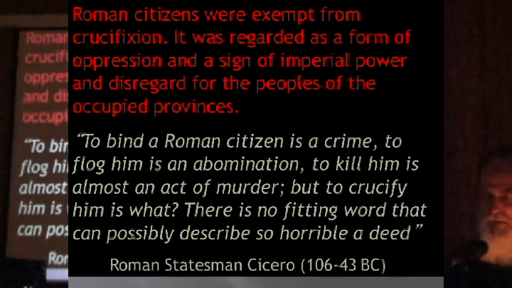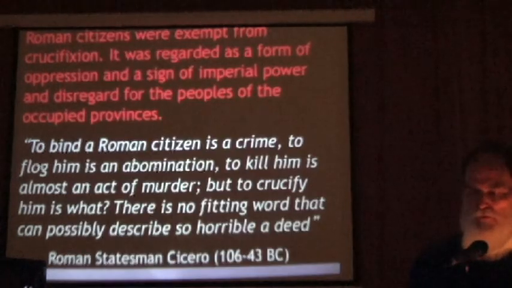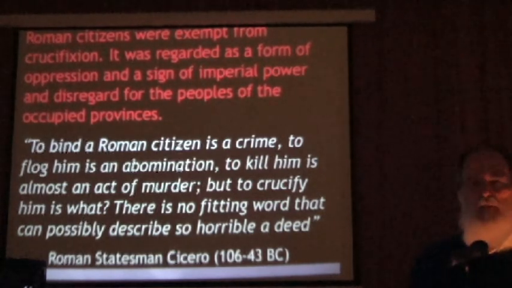Roman citizens were exempt from crucifixion because it was regarded as a form of oppression and a sign of imperial power, and a disregard for the conquered peoples of occupied provinces. So you see Cicero's statement: to bind a Roman citizen is a crime. To flog him is an abomination. To kill him is almost an act of murder. But to crucify him, what? There is no fitting word that can possibly describe so horrible a deed.